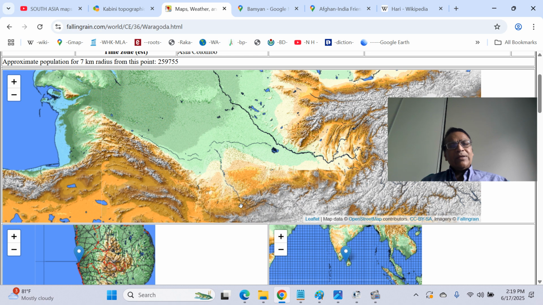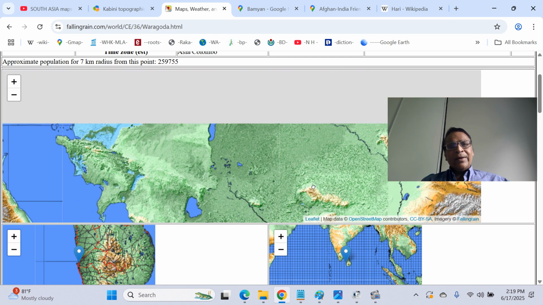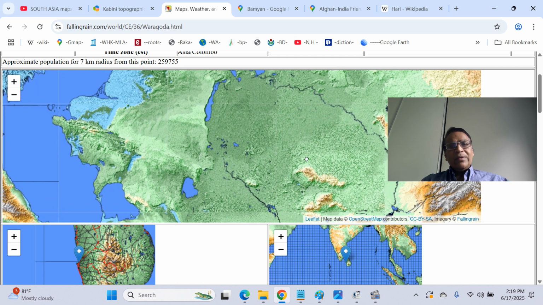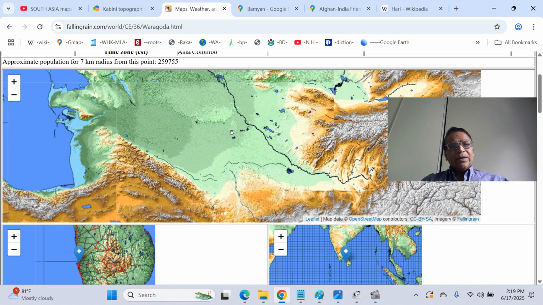And you can see this is the Murgab River here. This is the Amu River, Oxus River, Amu Darya River, a famous river that used to fall into an endorheic basin, that is the Aral Lake or Aral Sea. And this is the Syr Darya River Basin. And this is the Karakum Desert, this is the Kopedeg.